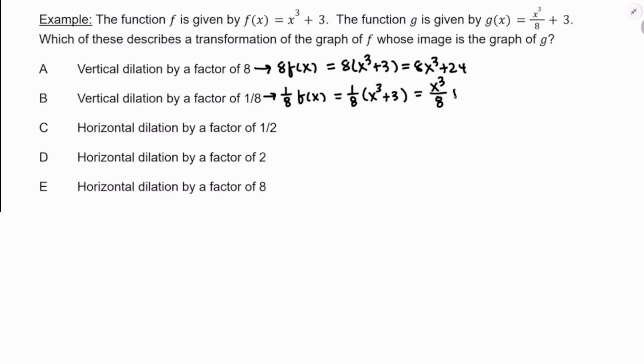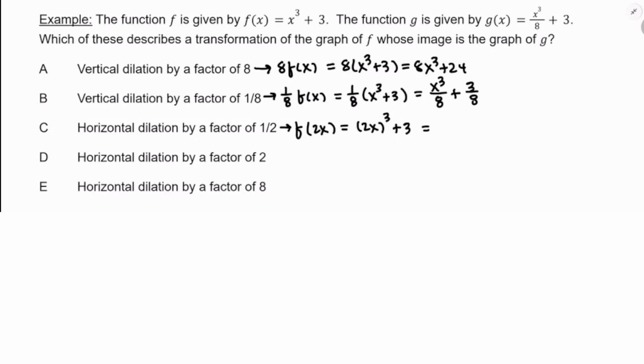But I would also need to multiply the 3 by 1/8 in order for it to be a vertical dilation by a factor of 1/8. Okay, horizontal dilation by a factor of 1/2. That's replacing x with not 1/2 x, but 2x, right? Because it works the opposite of the way we expect. So that would be 2x taken to the third power and then add 3.